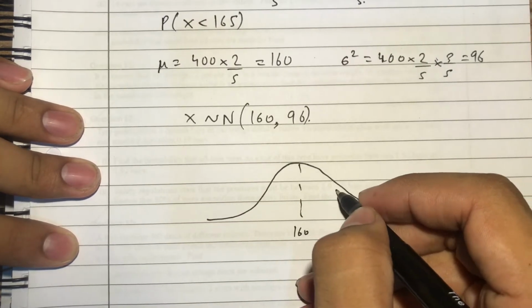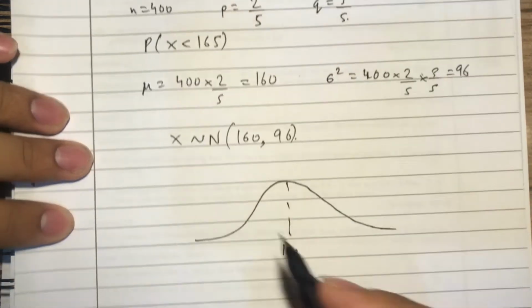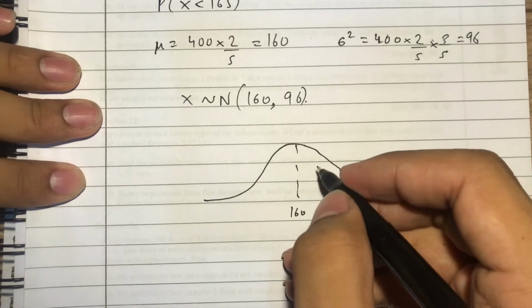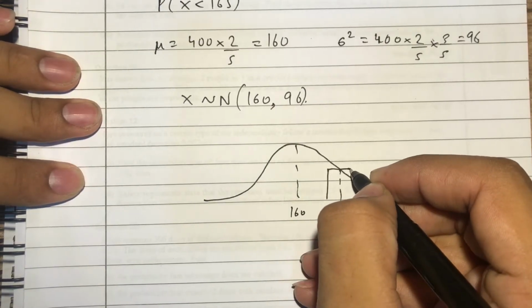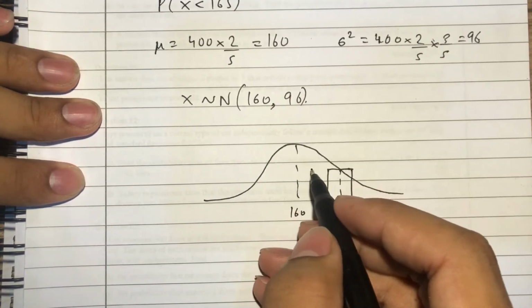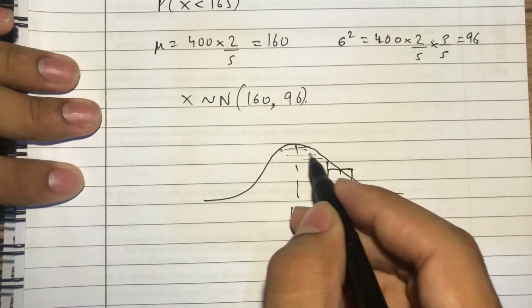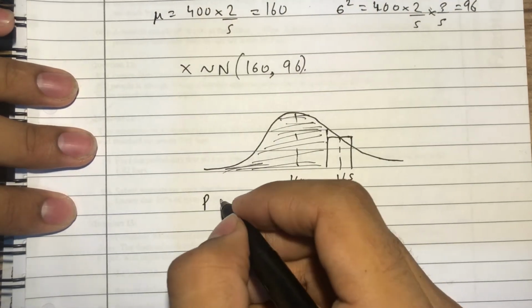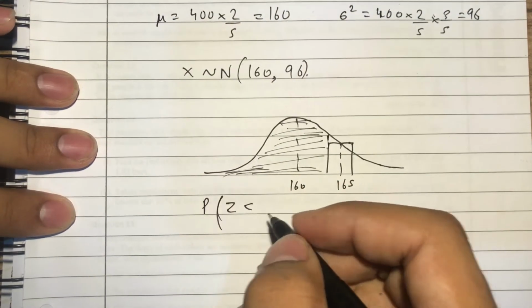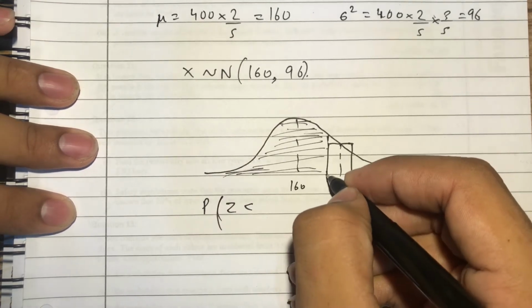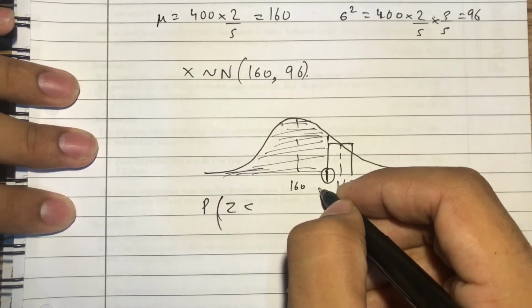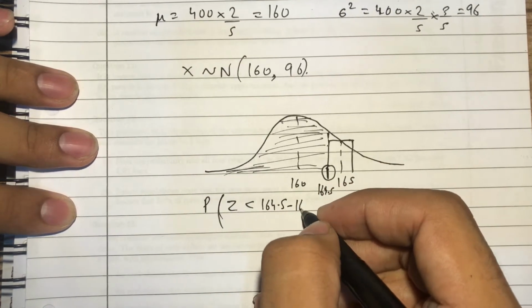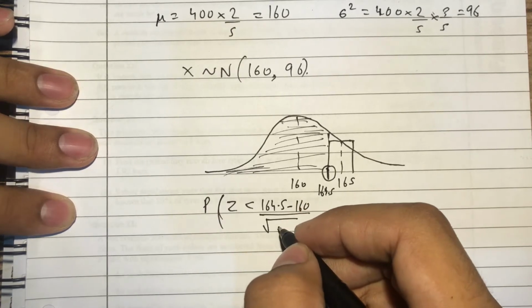Mean is 160, and we have to find the probability of x less than 165, right? Now this 165 is somewhere over here, let's assume. So there will be a bar over here like this. You have to find the probability of less than 165, so we have to find this region. So probability of z less than, we'll take 164.5 because this point is 164.5. So 164.5 minus the mean upon the standard deviation, that is the root of the variance.